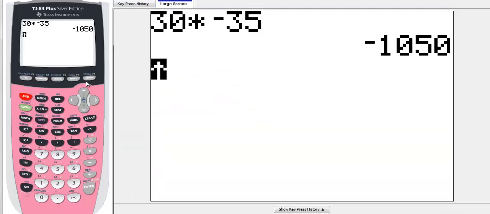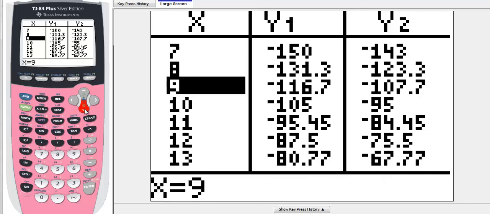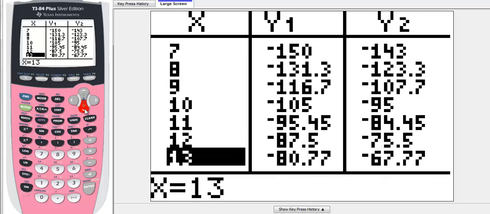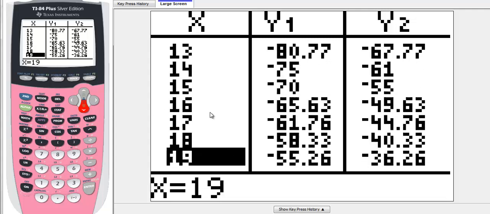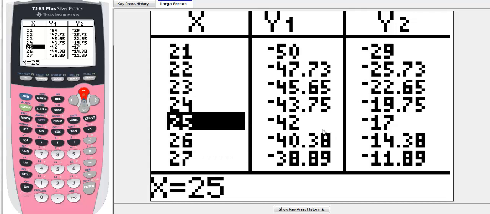But going to my table, I'm looking for a negative 17 over here in this last column. So notice I need to go down to make those numbers get smaller. So as I go down, looking for negative 17 over here. Oh, there it is. All right.